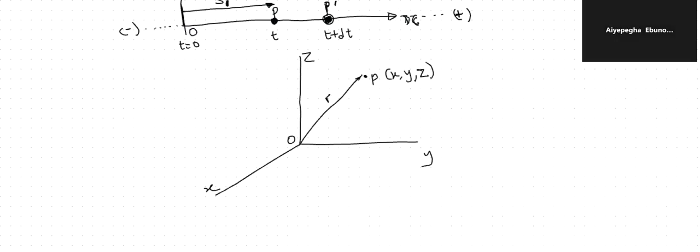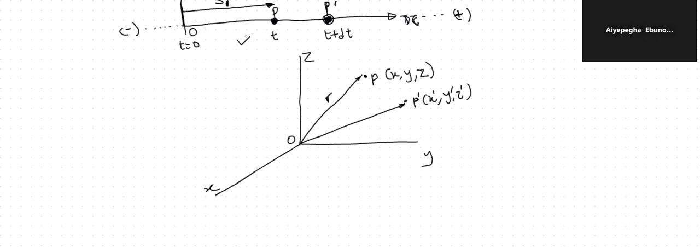Now let's assume that this particle moves to another position in space. So this is now, let's call it P prime, with the coordinates x prime, y prime, and z prime. The position vector, again, is from the origin. You see that we define an origin. That's exactly what I was trying to explain in the previous diagram: the necessity of defining an origin.